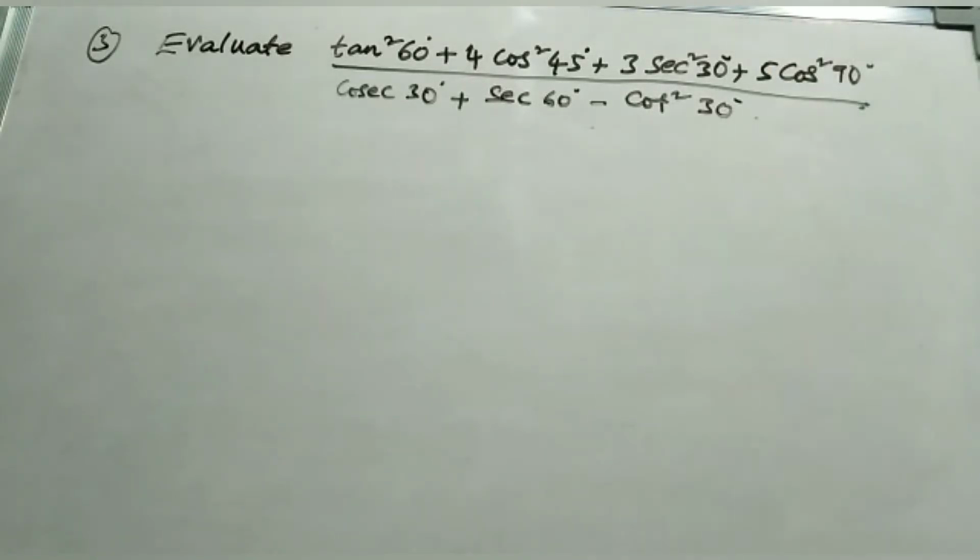Our next problem is evaluate tan square 60 plus 4 cos square 45 degree plus 3 sec square 30 degree plus 5 cos square 90 upon cosec 30 degree plus sec 60 degree minus cot square 30.